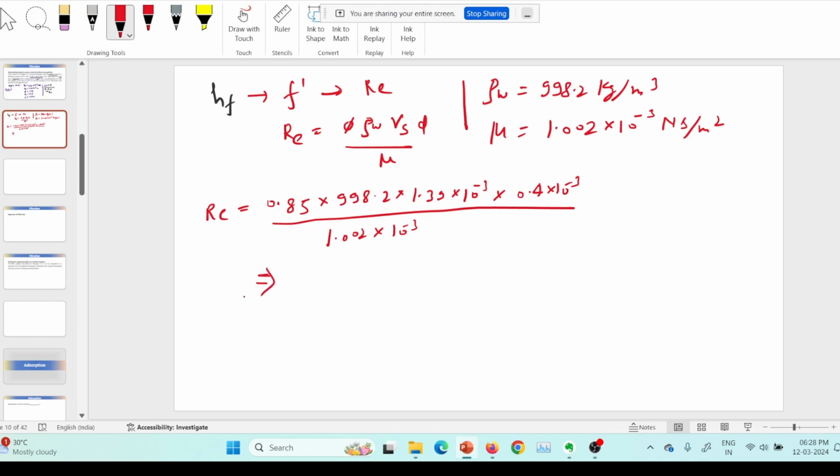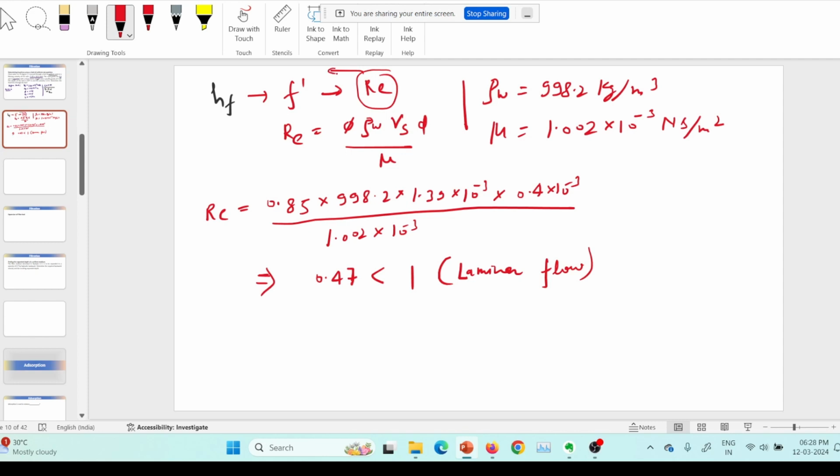How much will we get? On solving, we'll get 0.47. So this 0.47 is less than 1. A Reynolds number less than 1 is laminar flow. So we calculated Re.